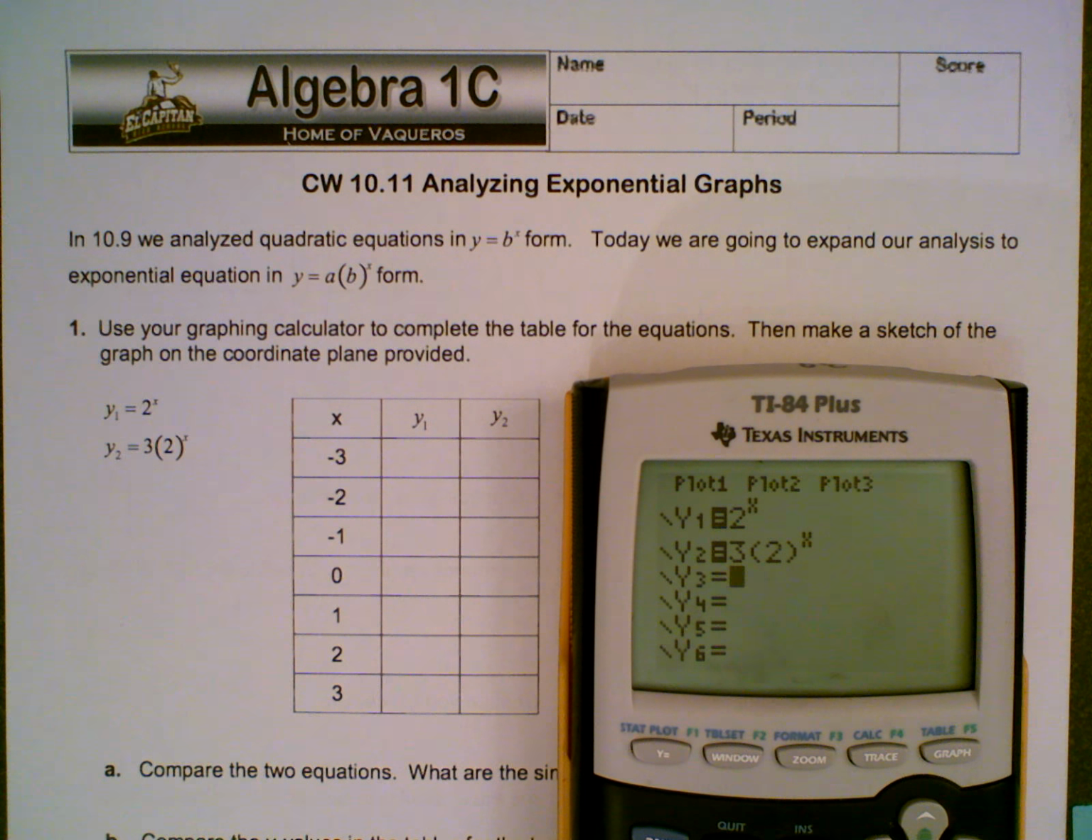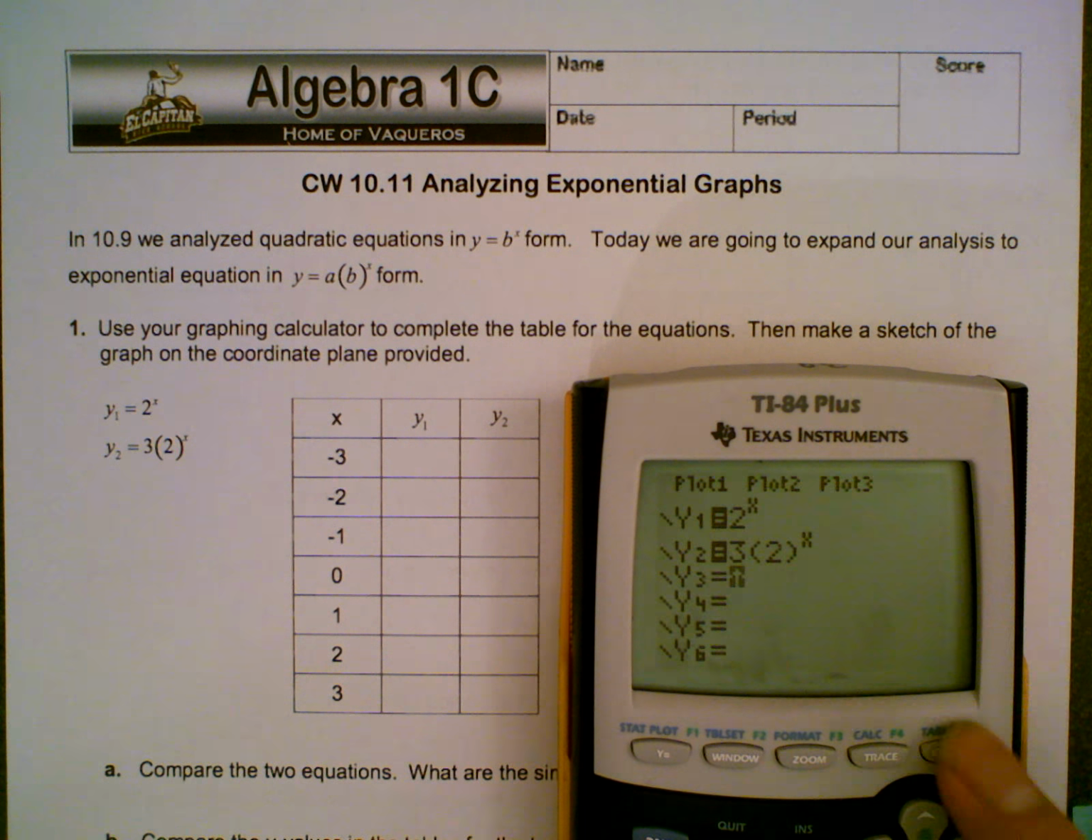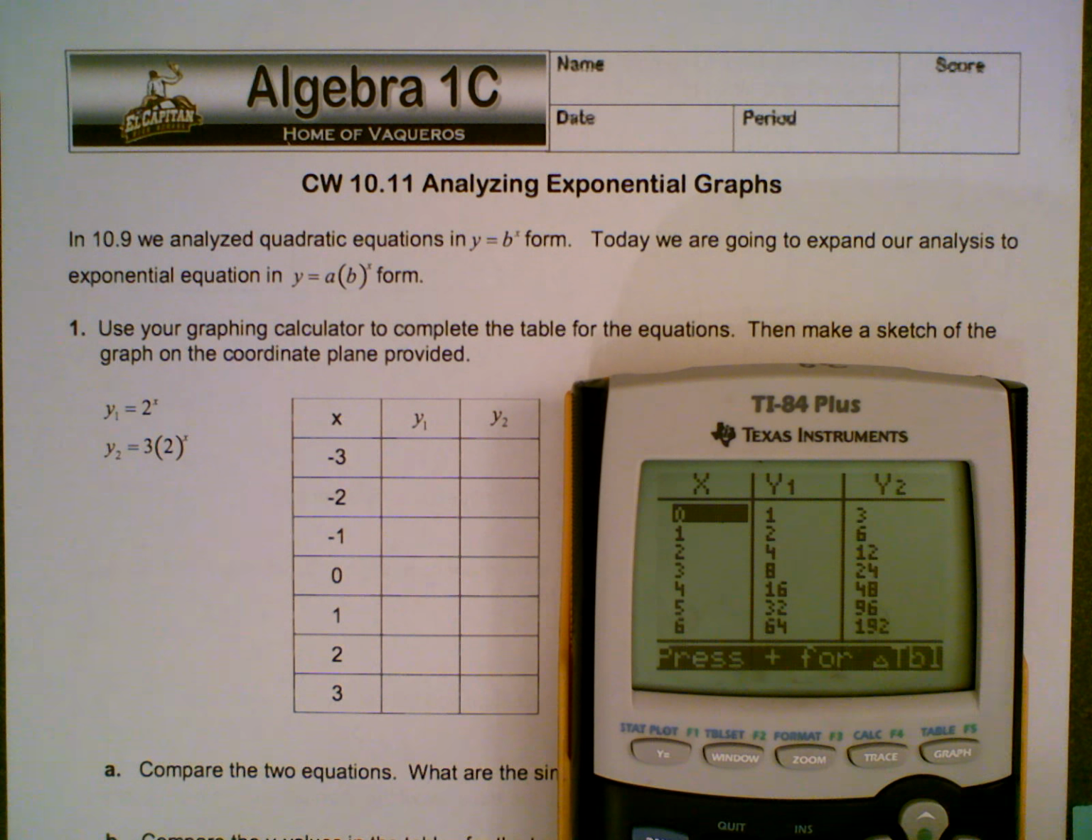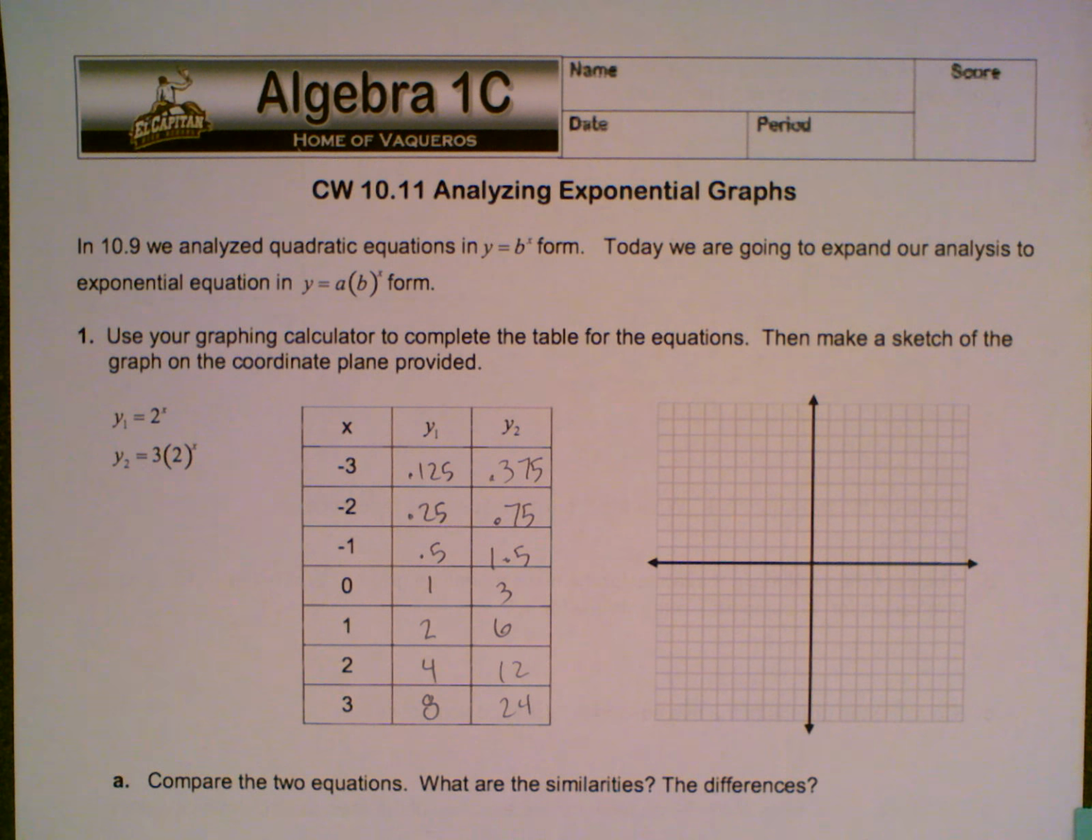So we've got to come up with the table. Once again, we get to the table by pressing second graph, and that gives us our table. We have to scroll up a little bit so we can get -3. But once we're there, we can see the values. So go ahead and copy these down on your graph. Pause the video if you need to. All right, so those values should be on your table now in your paper. Once again, if you need to pause the video, go ahead.